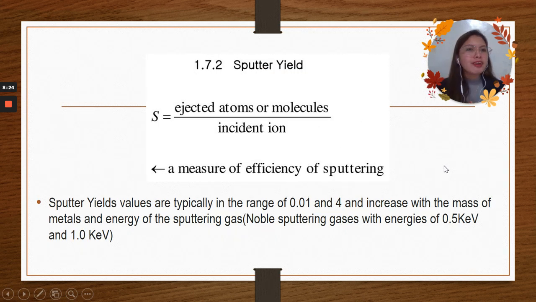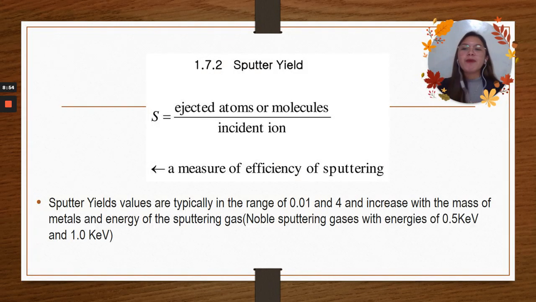So, after discussing what sputtering or ion sputtering is, we have here the sputter yield. We have the formula for how to get the sputter yield. Of course, you have to divide the ejected atoms or molecules over the incident ions. When you get the answer, this is what we call a measure of the efficiency of sputtering.